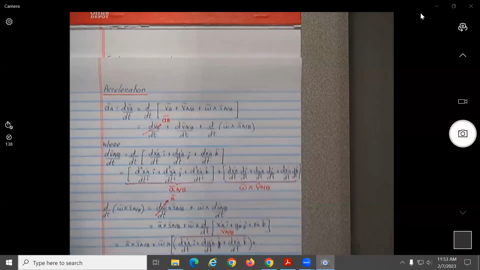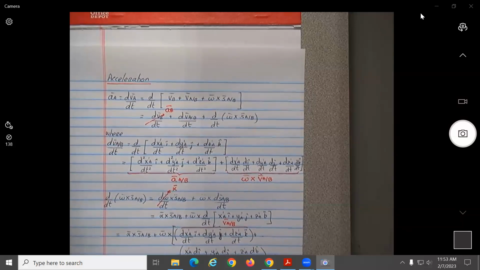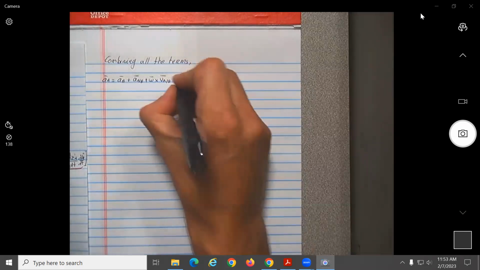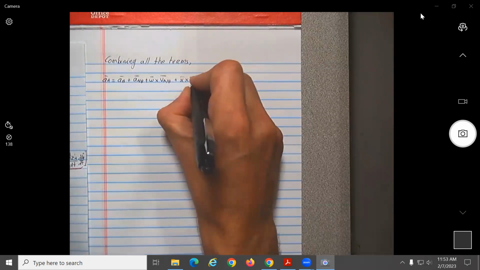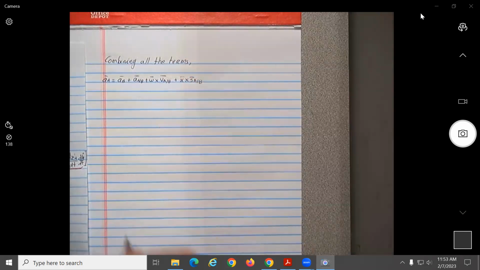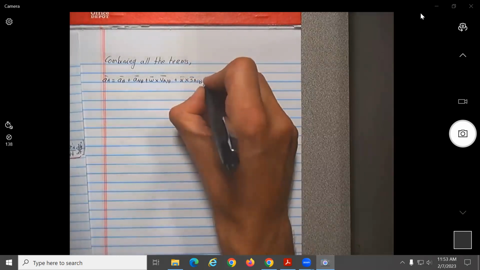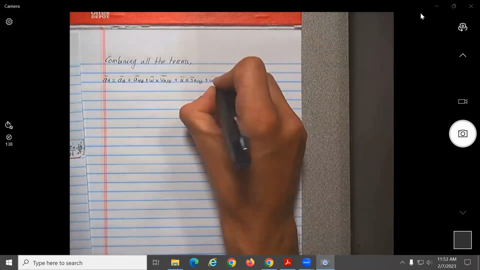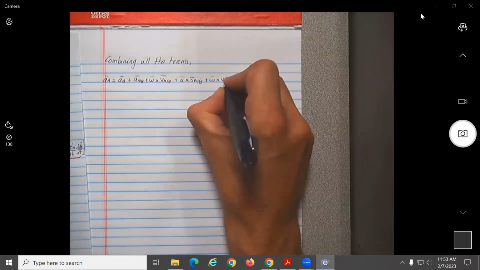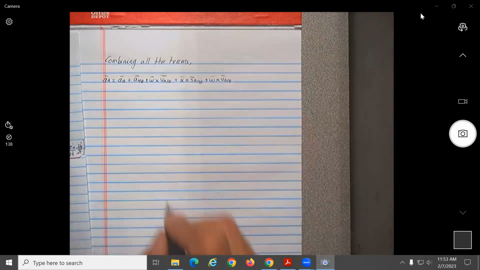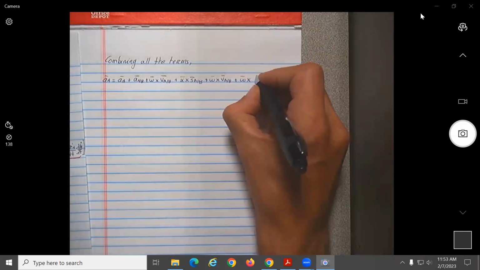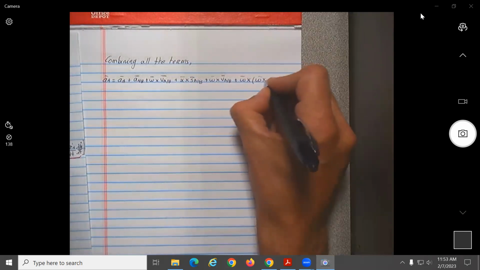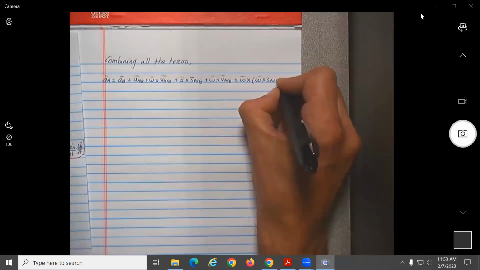Now the last term we said was equal to what? The last term has three terms. So what are the three terms? Plus alpha cross S of A with respect to B, plus omega cross V of A with respect to B, plus omega cross S of A with respect to B.